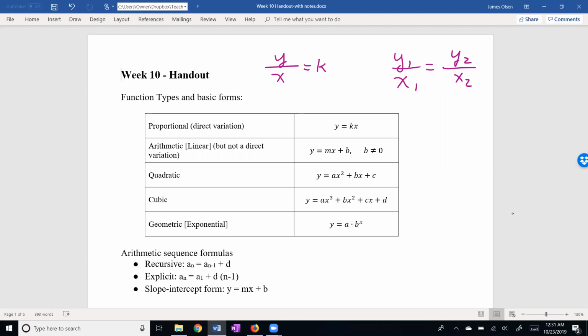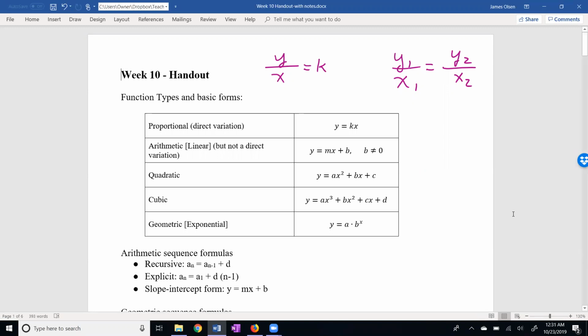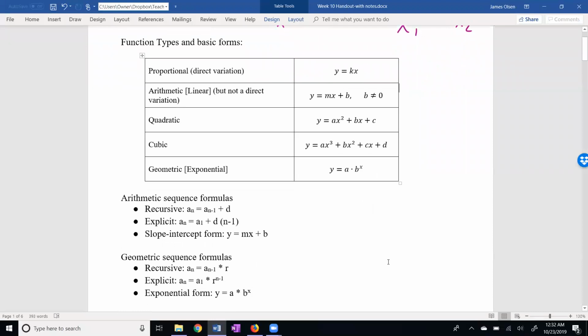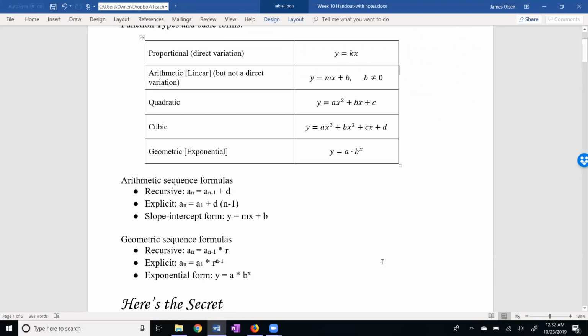The linear function, which is the arithmetic, is y equals mx plus b. The quadratic is there. The cubic is third degree with 4 terms. And the exponential, or the geometric function, is y equals a times b to the x. Now, previously in the course, we've already worked with arithmetic and geometric sequences, and we had a recursive form and an explicit form.